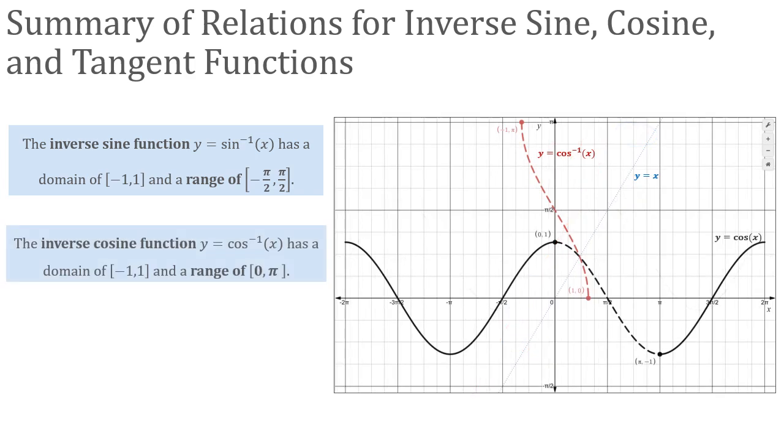For the cosine function, you'll see in this graph in black, now we have the cosine function graphed, and the inverse cosine has a domain of -1 to +1, and it has a range from 0 to pi, including both of those values. And again, we see that symmetry over the line y equals x.